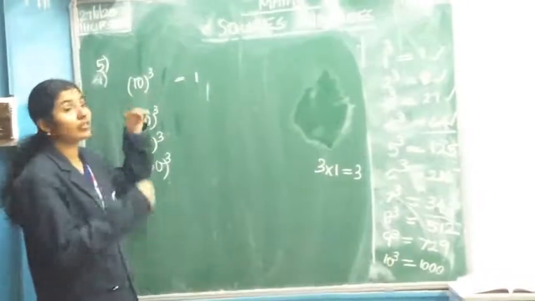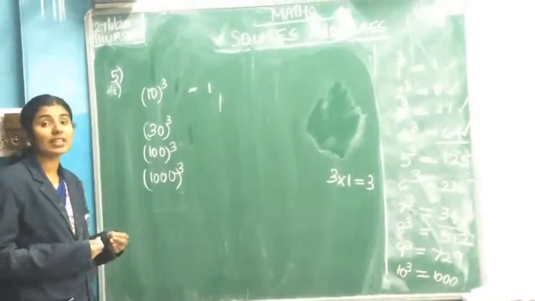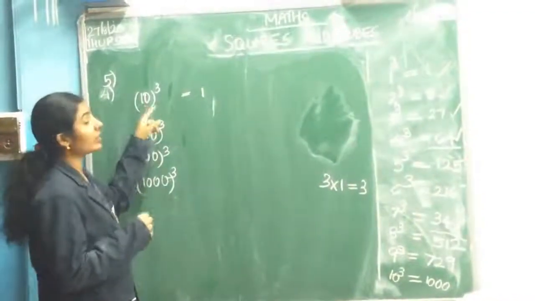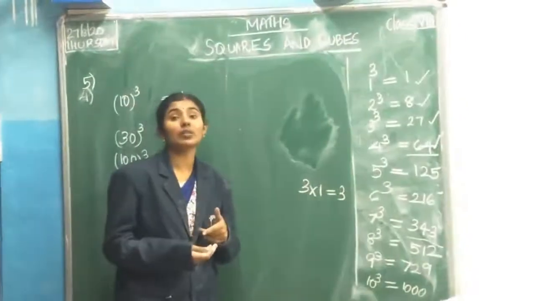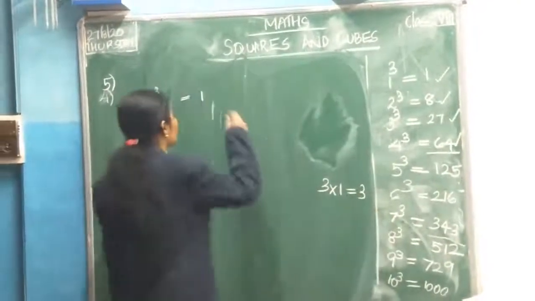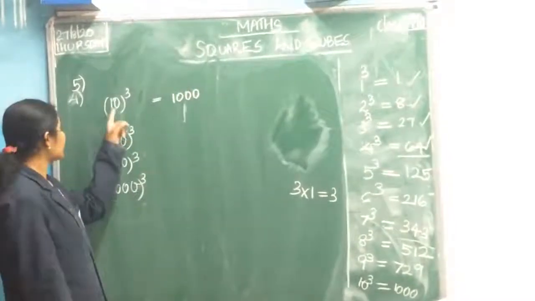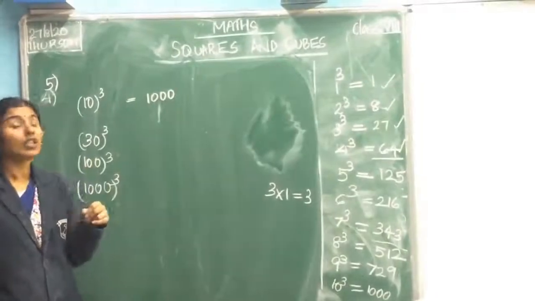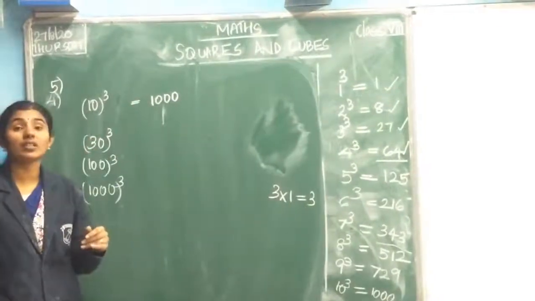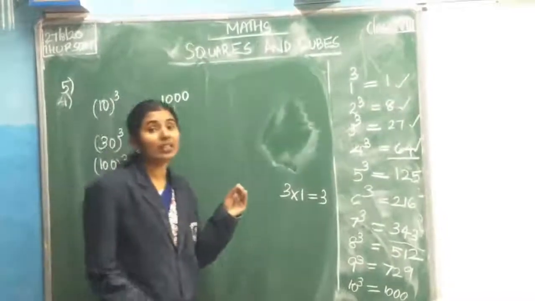So see here, from the given number you should see in total how many zeros are there. If 1 zero is there, take 3 times that. What is that? 3 ones are 3. So 3 zeros you should write in that answer. So what is the answer you will get? 1000. So 10 cube is 1000. So without directly multiplying, how can you find the answer?